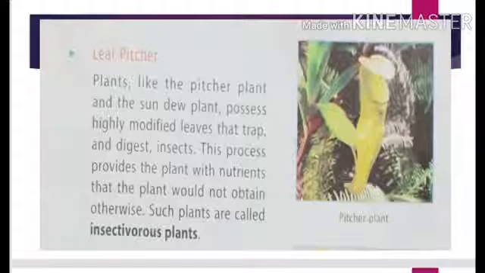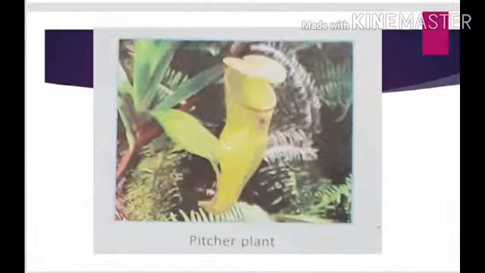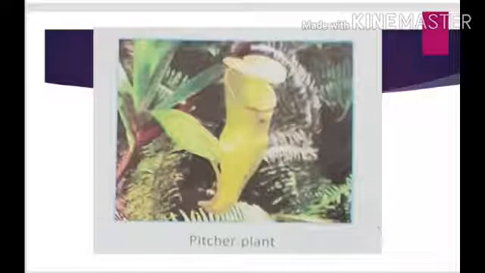I'm just going to read the text for you. Plants like the pitcher plant and the sundew plant possess highly modified leaves that trap and digest insects. This process provides the plant with nutrients that the plant would not obtain otherwise. Such plants are called insectivorous plants because they eat insects.